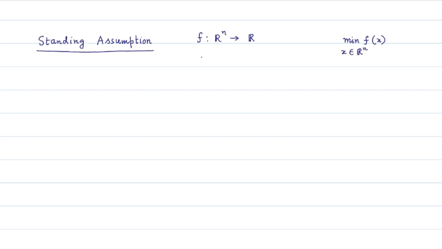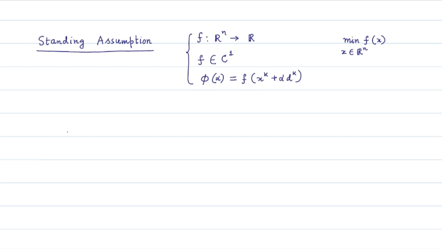We assume that this function f has continuous first order partial derivatives, which we denote by f belongs to C1, and therefore for any given xk and a direction dk, the function phi given by f of xk plus alpha dk is also a continuously differentiable function. Here we notice that this function phi is a function of one variable alpha.